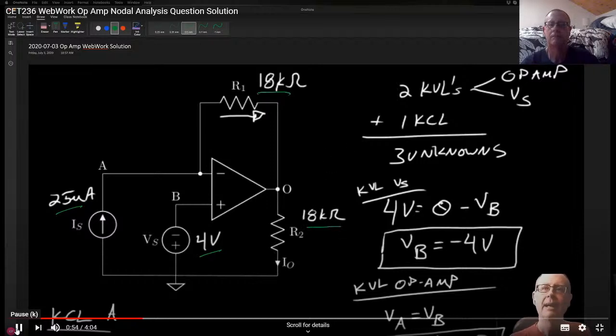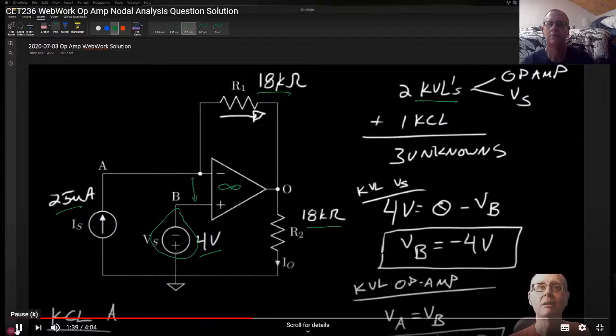Okay? And the first question is about how many equations I have. Well, I've got an unknown VA, an unknown VB, and an unknown V out, maybe also an unknown I out, but I can get that once I have V out. And so that means I need at least 3 equations. There's going to be 2 KVL equations, and 1 KVL equation is here, right? That's just a voltage source connected between the reference node and node B.